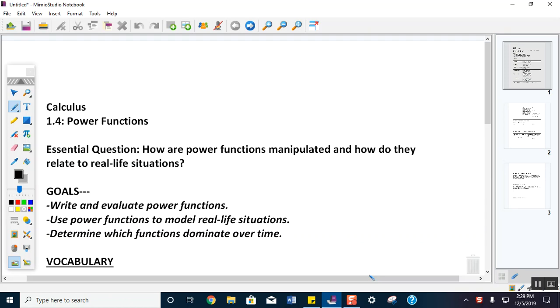The difference between an exponential function and a power function? Can you provide me an example at all, or?